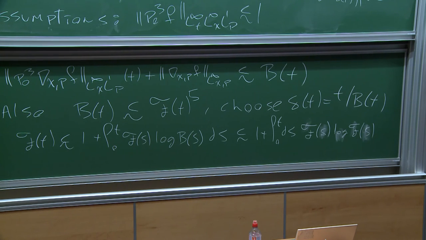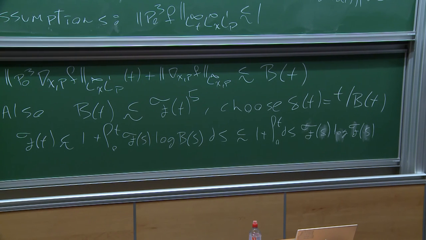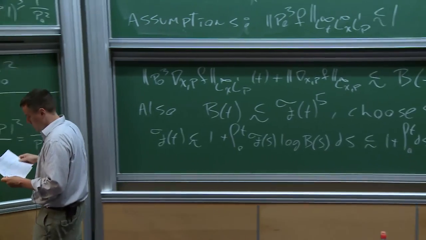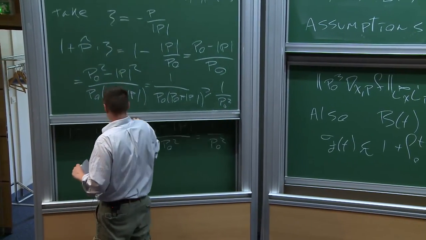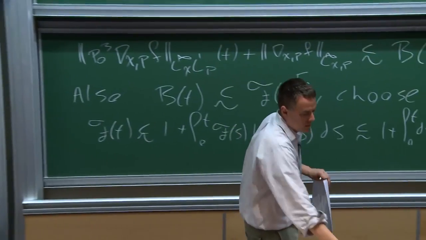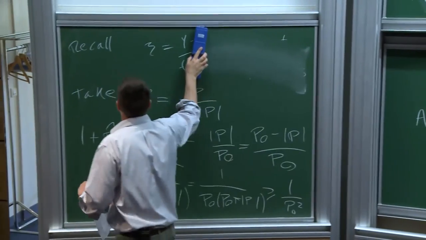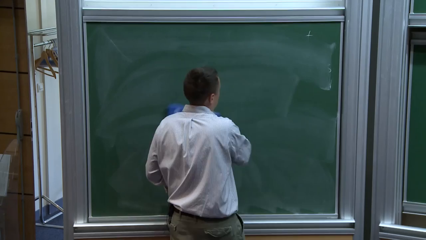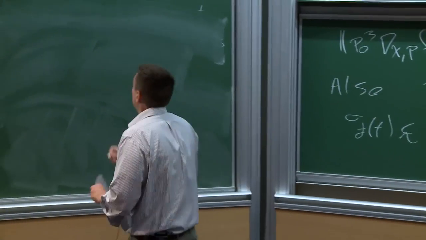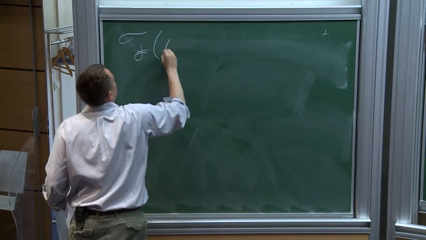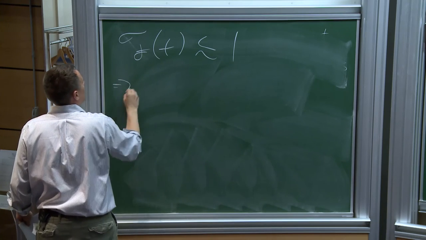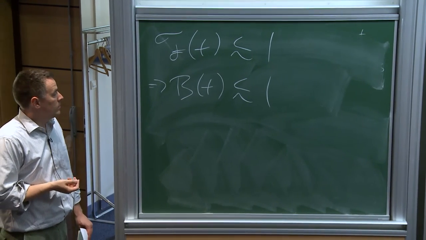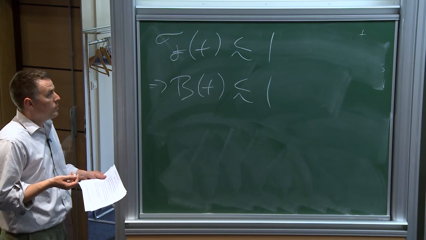So what we've shown here is that f is bounded. The sup of the characteristics is bounded. And then b is also bounded. So we see that f of t is uniformly bounded, and then b of t is also uniformly bounded, double exponentially growing, but still uniformly bounded. So the forward characteristics and the backward characteristics are both uniformly bounded.